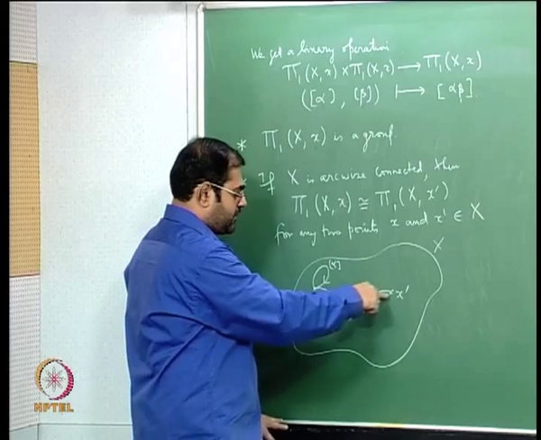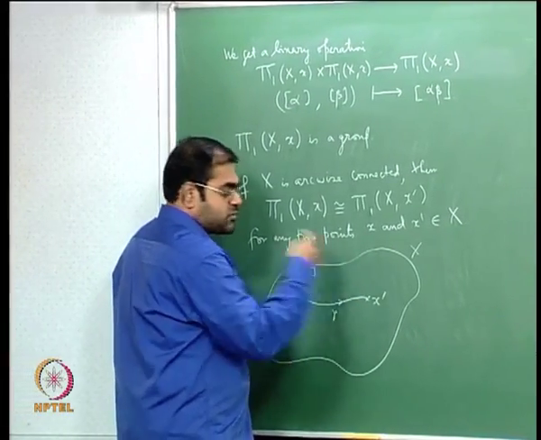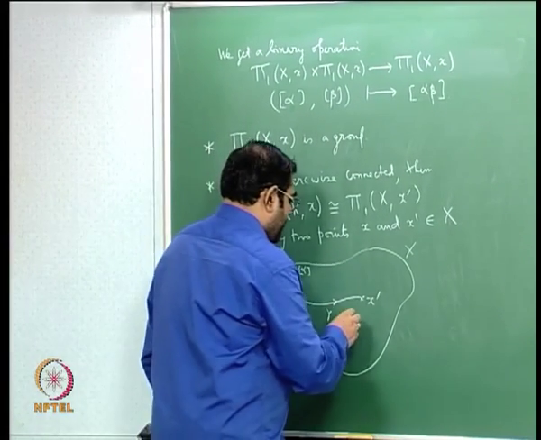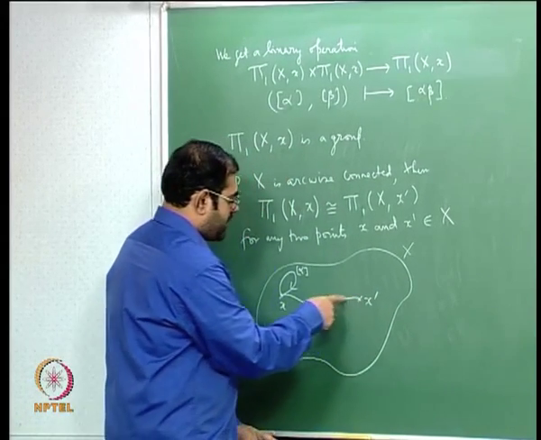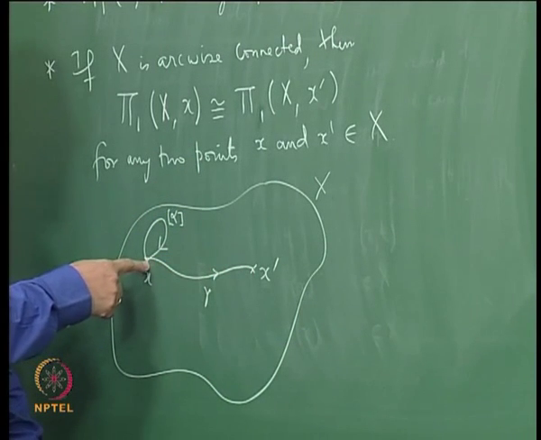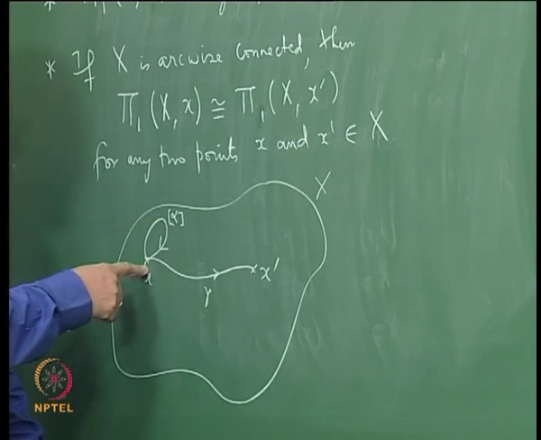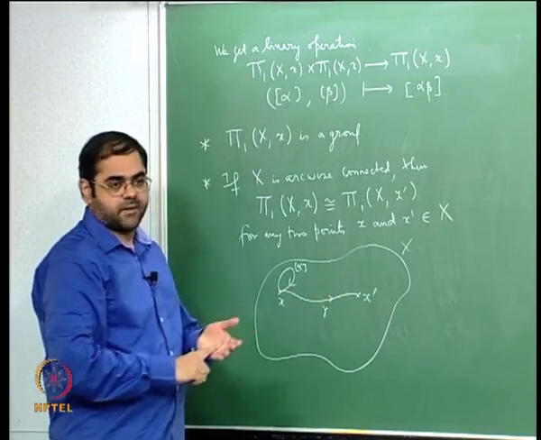So I can get a path from x to x prime, so choose one such path, and then what you do is that you first go by gamma inverse, which is just the reverse of the path gamma, and then you go by alpha, and then you follow it by gamma, and this in principle gives you a loop based at x prime.